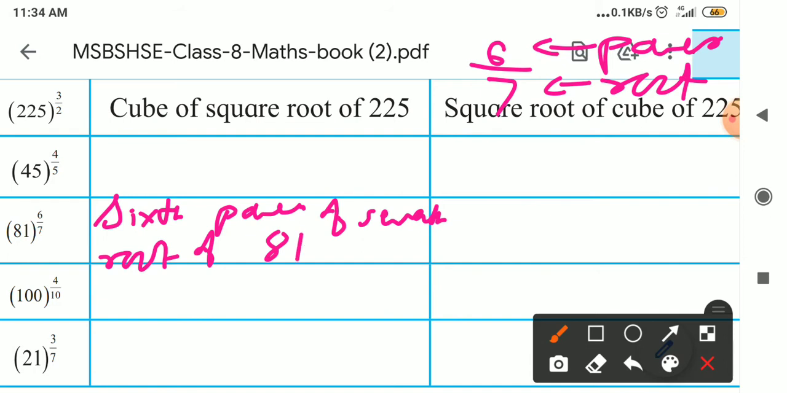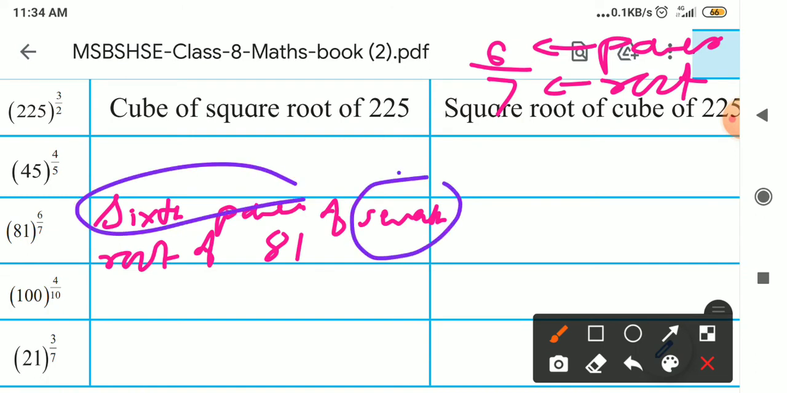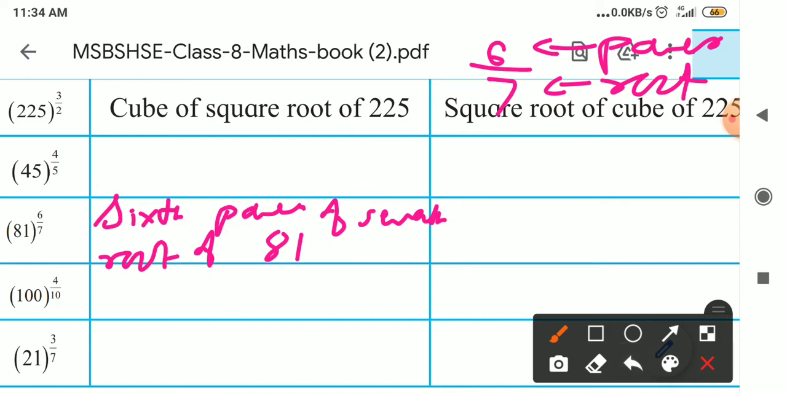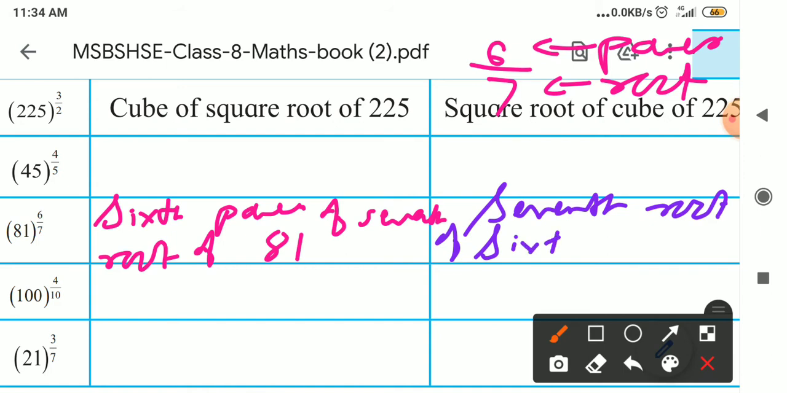Change the position. Which position do we have to change here? This and that. Here we have to take this and here we have to take this. So we get root to the power: the 7th root of the 6th power of which number? 81 is the reading. Note down this. Very easy it is.